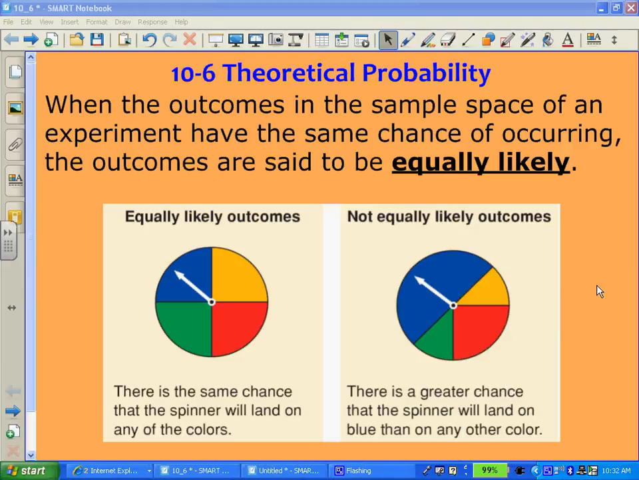Hello, this is 10-6, theoretical probability. The first thing we need to define is what it means to have equally likely outcomes. And that's what we need to have when we're talking about theoretical probability.